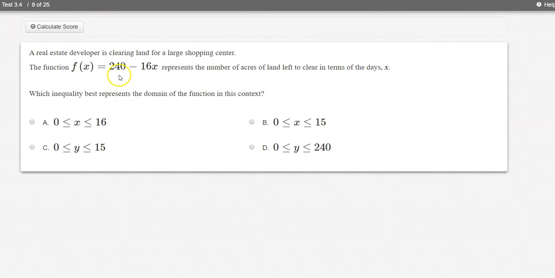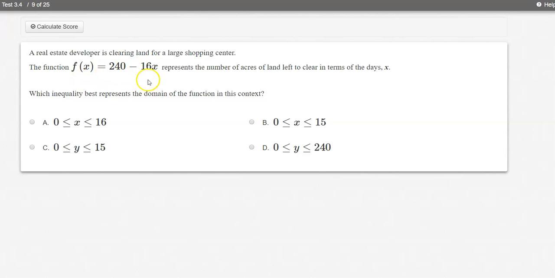This is a real estate developer. This problem is actually very similar to the one earlier. It says the function represents the number of acres of land left to clear in terms of days. So x is once again days. So what inequality best represents the domain? That would be your x's. So the question is, how many x's can I use here?